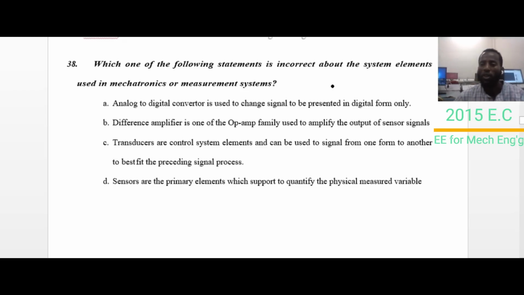The other, which one of the following statements is incorrect about the system element used in the mechatronics or measurement system? A. Analog digital converter is used to change signal to be presented in digital form only. B. Difference amplifier is one of the op-amp family used to amplify the output of sensor signals. C. Transducers are control system elements and can be used to change signal from one form to another form to best fit the preceding signal process. D. Sensors are the primary element which support to quantify the physical measured variables. So from this, which one is incorrect?